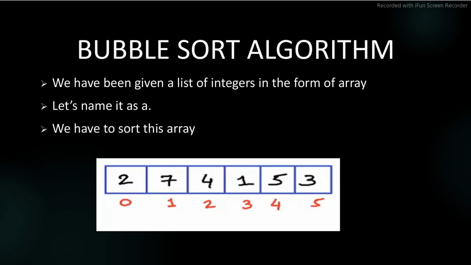Bubble sort algorithm. We have been given a list of integers in the form of an array. Let's name it A. We have to sort this array. The algorithm is all about scanning the array from left to right multiple times. That is, we look at the 0th element and then at the first, then the element at index 2 and so on till the end. We will call each scan one pass on the array.